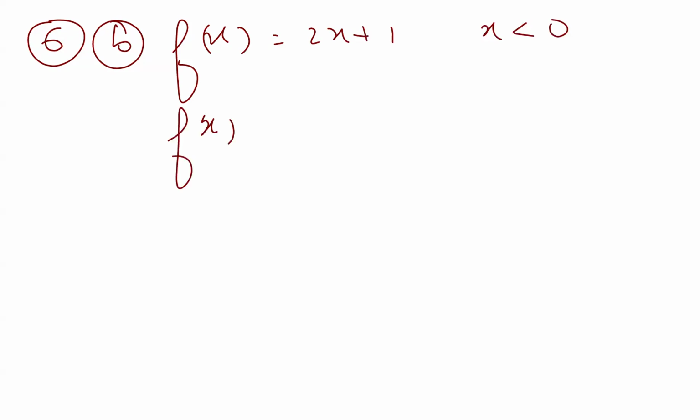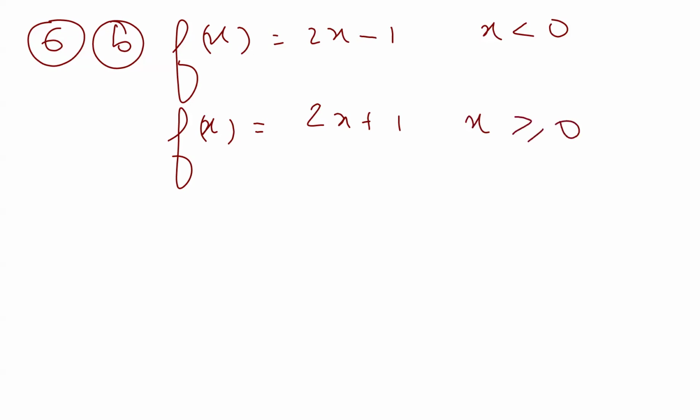So we have to discuss the continuity or discontinuity at x equal to 0. They are very specific that we have to check the continuity at x equal to 0. So f of x is equal to 2x plus 1 for x less than 0. The earlier one is minus, I'm sorry. And f of x is equal to 2x plus 1 for x greater than or equal to 0.